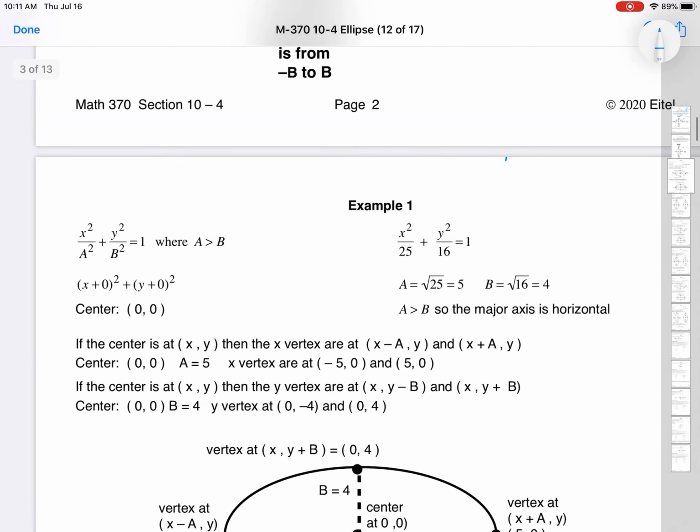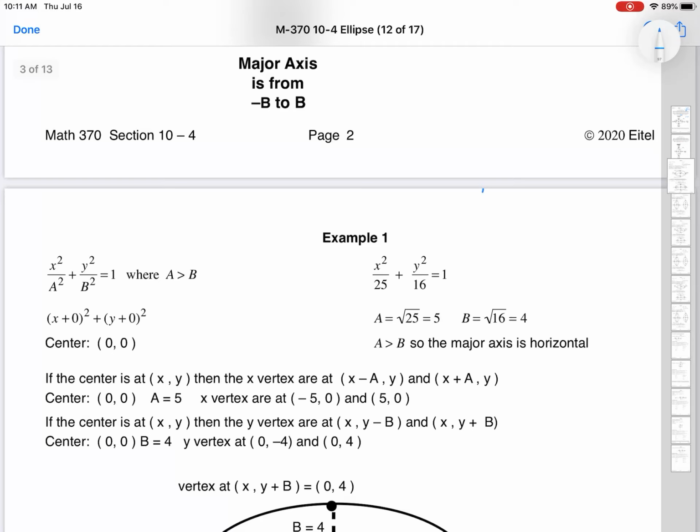Let's just put it to practice, right? So here's example 1, over here. So let's take a look at this guy where there's actual numbers underneath. You can see the 25 is definitely bigger than the 16. So everything is happening along the major axis, and the major axis is the x-axis. Because nothing's being added or subtracted from the x or the y, the center is at 0, 0, right?